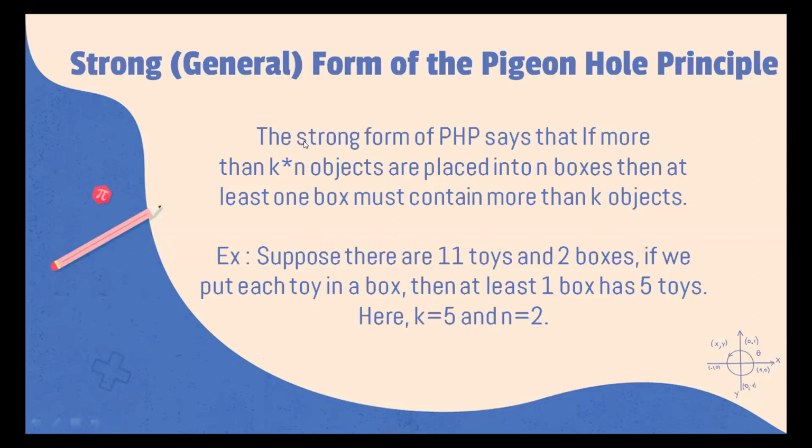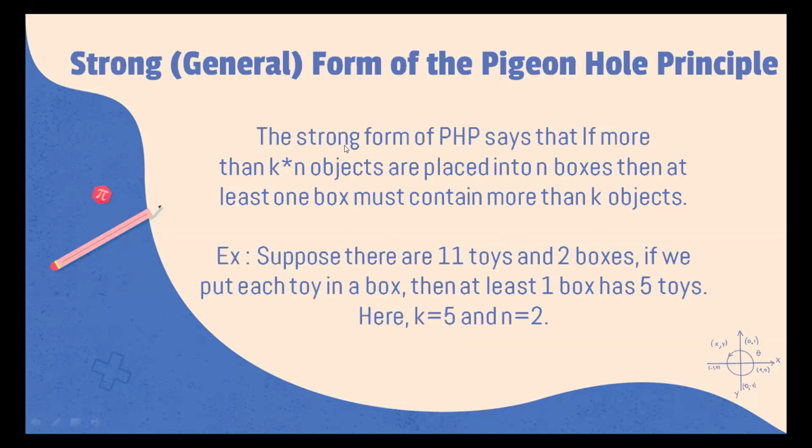The strong or general form of the pigeonhole principle says that if more than kn objects are placed into n boxes, then at least one box must contain more than k objects. And if you see, the weaker form of the pigeonhole principle is just this principle when k equals 1, right?